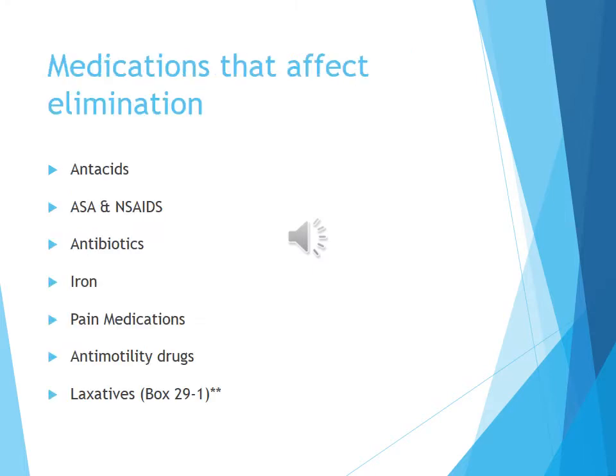Medications that can affect elimination are antacids, aspirin and NSAIDs, antibiotics, iron, pain medications, anti-mobility drugs, and laxatives. We know antacids are for the heartburns. Aspirins and NSAIDs we know can affect the stomach. Antibiotics can end up having a secondary gain to it. Iron usually can make people constipated and cause black stools. Pain medications we know can make it so that patients get constipated. And then you have your anti-mobility like Imodium, and then your laxatives.